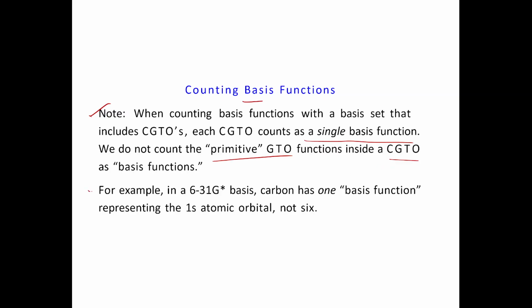So here is the example, 6-31G star. I'll come to that. What is the star? Carbon has one basis function representing the 1s orbital, not 6. The 6 is the number of Gaussian functions that are used to make the contracted Gaussian type orbital.